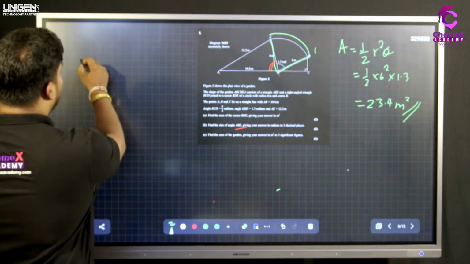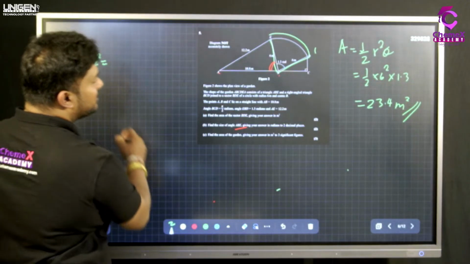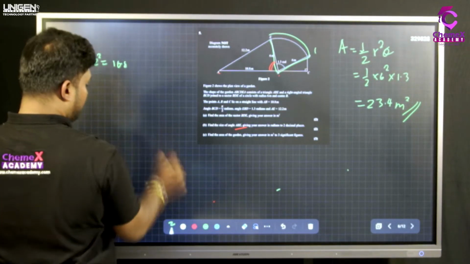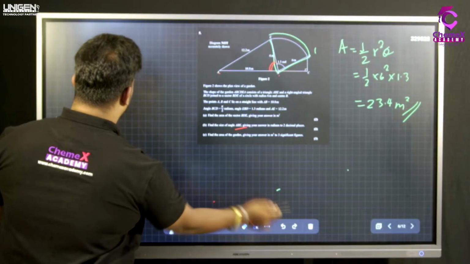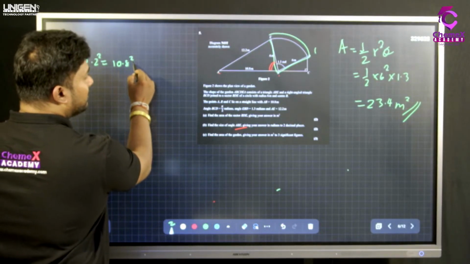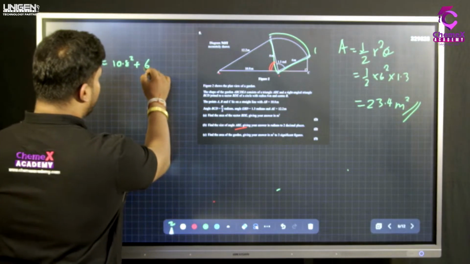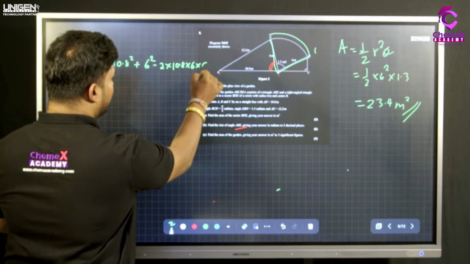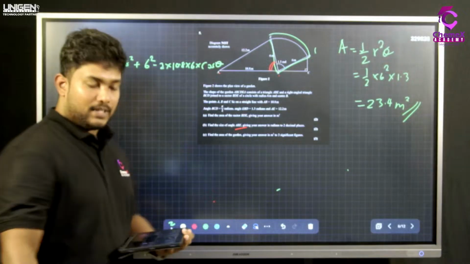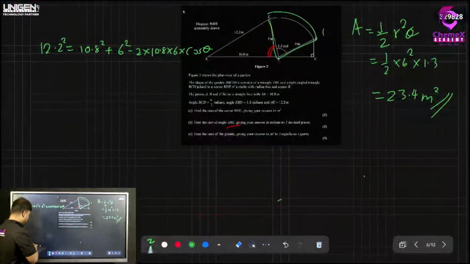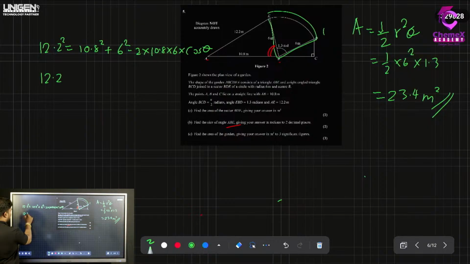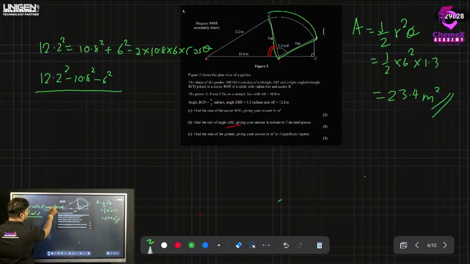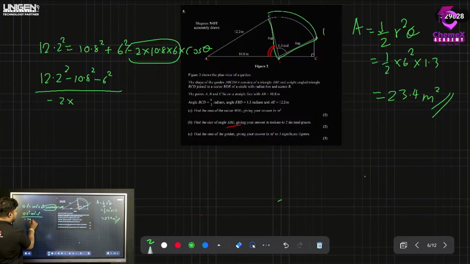Cosine rule. So I can write 12.2 squared equals 10.8 squared plus 6 squared minus 2 times 10.8 times 6 times cos theta. Now the best part of this question is how you make theta the subject. You take the 10.8 squared and 6 squared to the other side as minus, and divide by this entire part. Remember that, don't take it as plus.